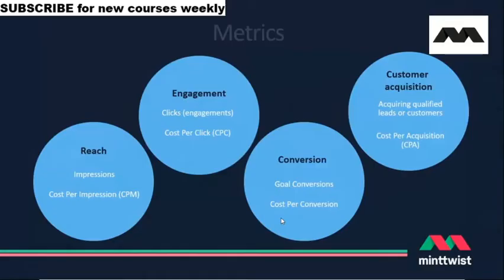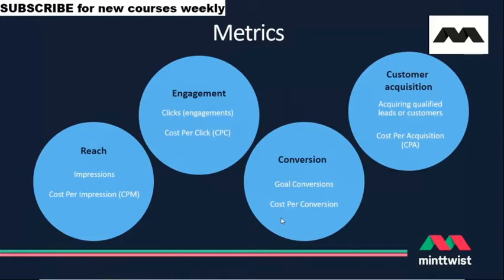Let's talk about some metrics now. So in general, if we think about a marketing funnel, we've got people at the top of the funnel, we want to reach them. And one way of measuring our ability to reach customers is how many impressions are we generating across the channels? What is the cost per impression? So how much does it cost us to reach a prospect? How much does it cost us to reach 1,000 prospects? Is it £50? Is it £10? Is it €5? Is it $1? Whatever it is, that's our benchmark.